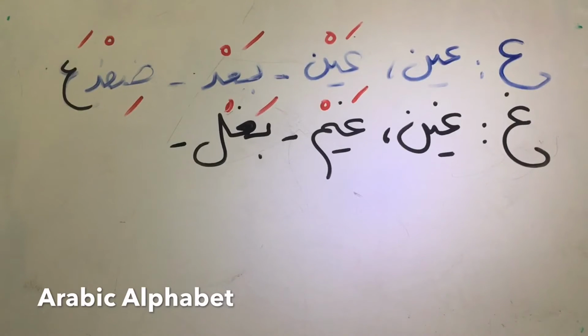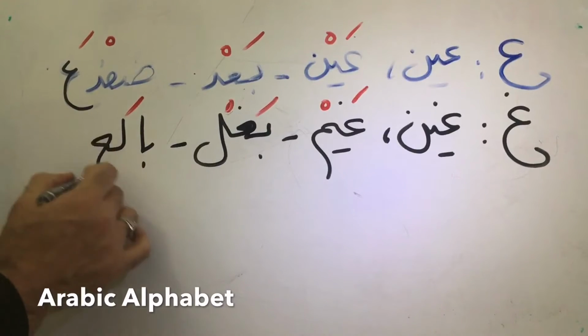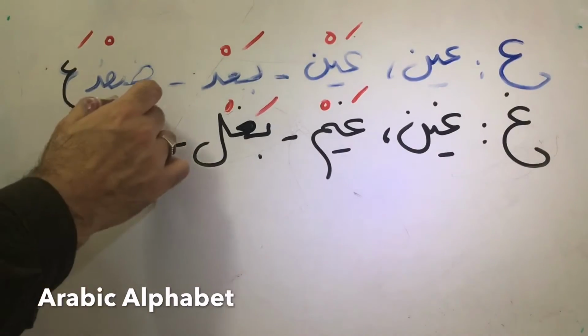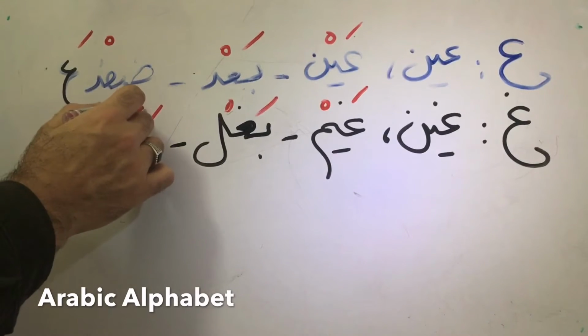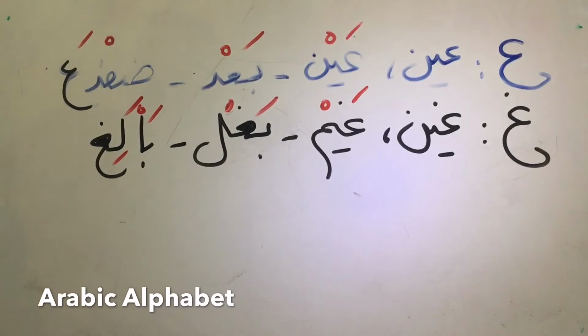An example of غين at the end of the word is بالغ. باء فتحة, ألف سكون, لام كسرة. بالغ means adult.